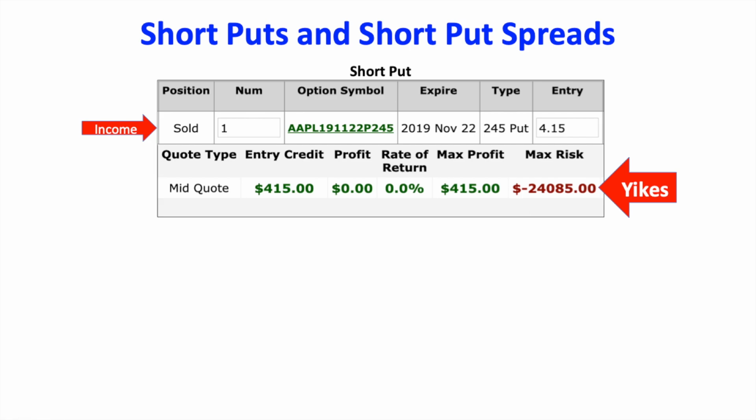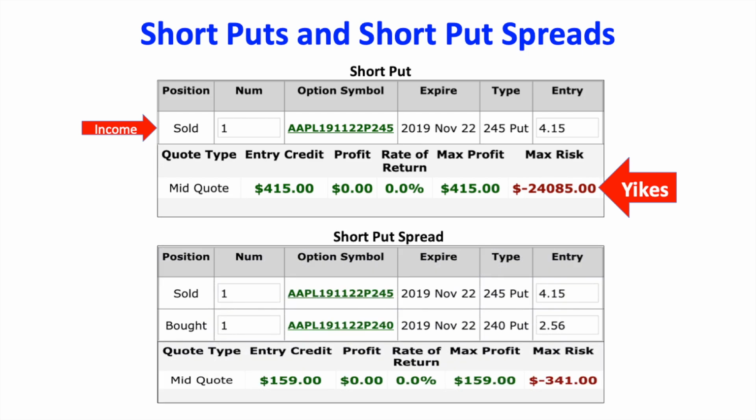Here's another way to do it. If you still want to generate high probability income, you could do what's called a short put spread, where you sell the same 245 put for $415, and then you buy the underlying put for $256. Now that's going to do a great thing to reduce our risk. You can see the risk has dropped from $24,000 down to $341. But here's the yikes part. You're going to have to spend well over half your original credit to buy the protection. So both are drawbacks. So how do we handle this?